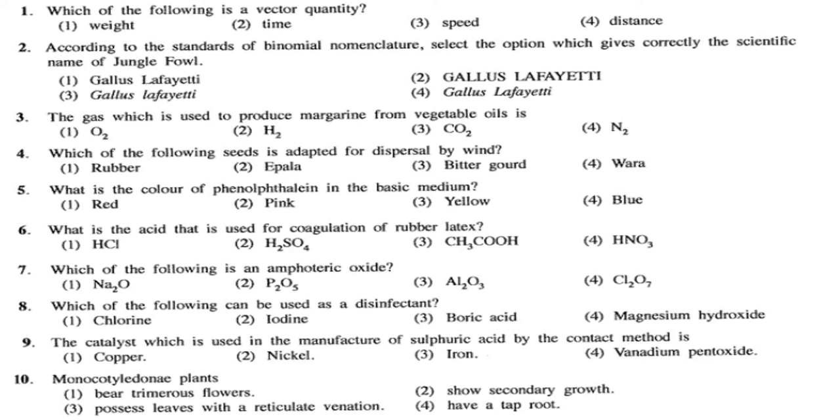According to standards of binomial nomenclature, select the option which gives correctly the scientific name of jungle fowl. So in all four answers, we have the name Gallus lafayetii. So you know the scientific name of jungle fowl is Gallus lafayetii. So you have to select the appropriate answer. The first is Gallus. Okay, fine.